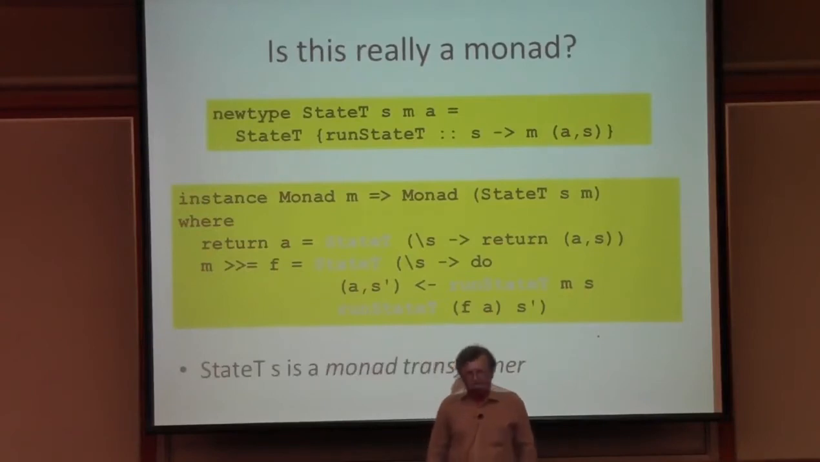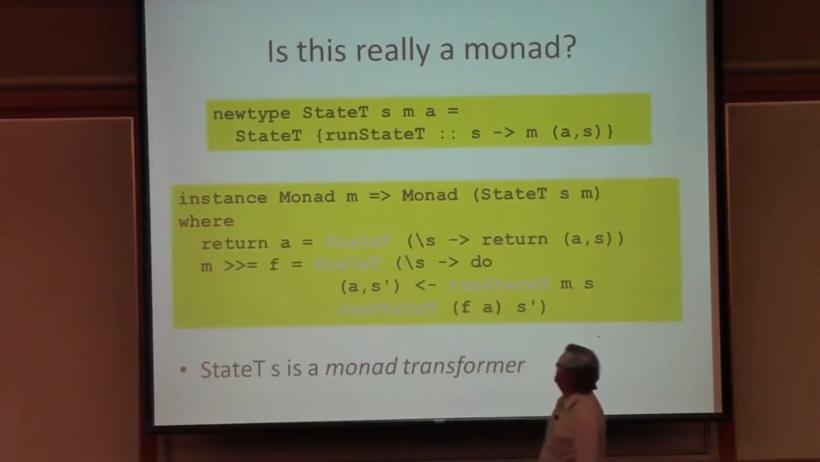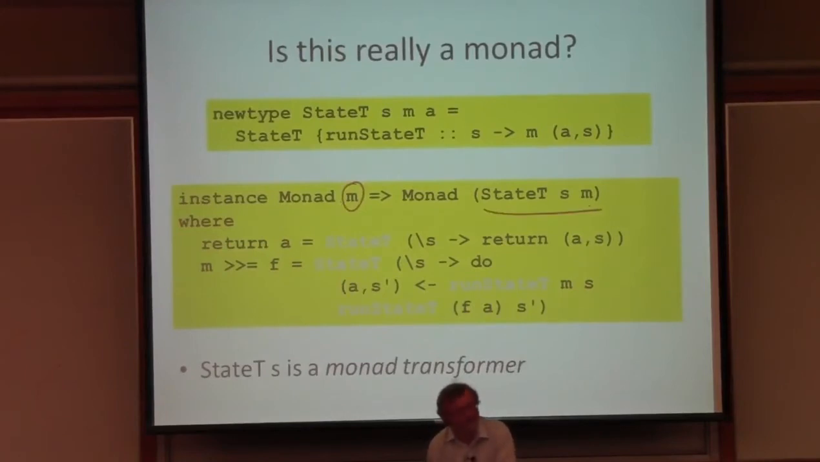But that was okay. So what we can see here is that state t of s takes a monad as an argument, and it gives me a monad. So it's a kind of function from monads to monads. We call that a monad transformer.